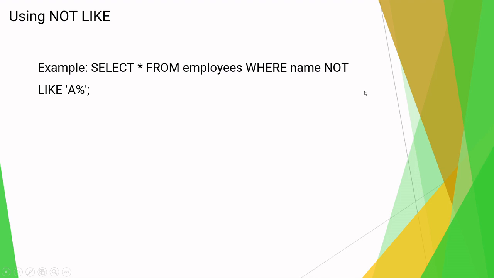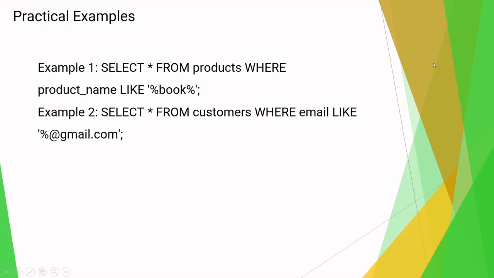You can also use NOT LIKE to exclude certain patterns. This query selects employees whose names do not start with capital A. Here are a couple of practical examples. The first query finds all products with "book" in their name, while the second retrieves all customers using a Gmail address.